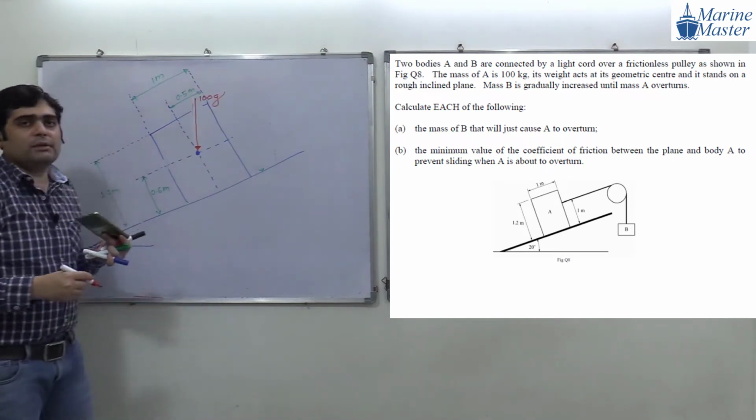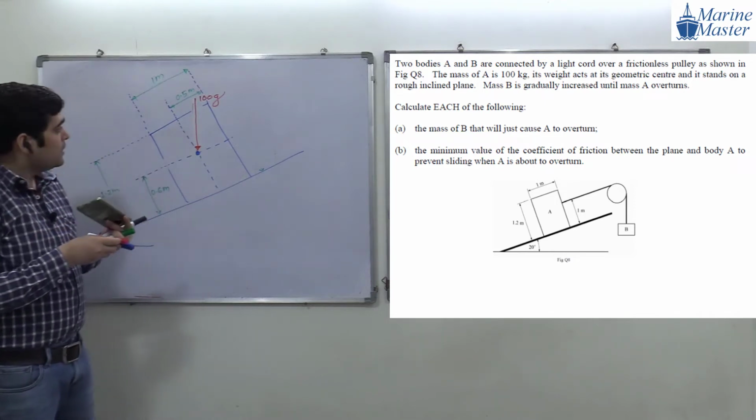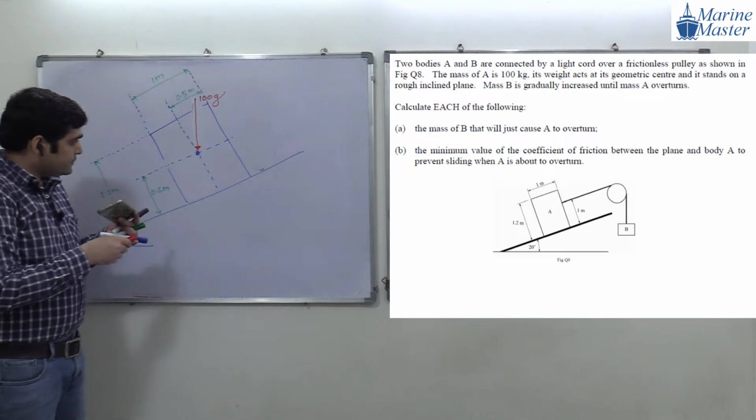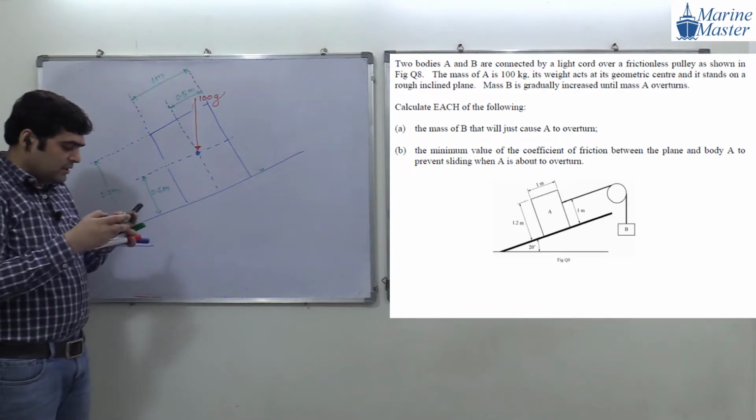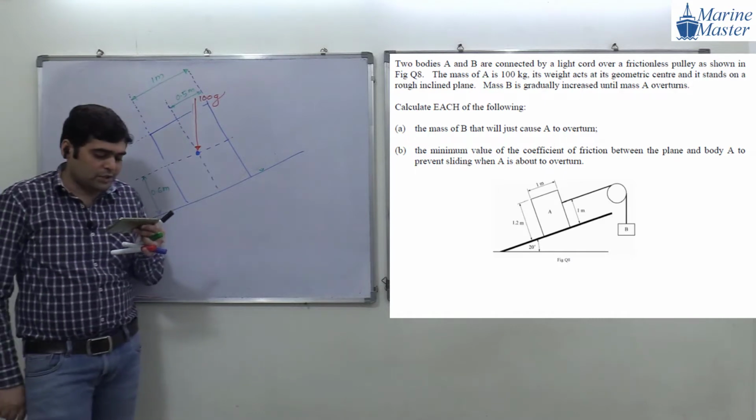100 g. Weight will become how much, guys? 100 g. Try to see the scenario here. Okay. Now, the next point is what here? And it stands on a rough inclined plane. Okay, I'm going to read the question.